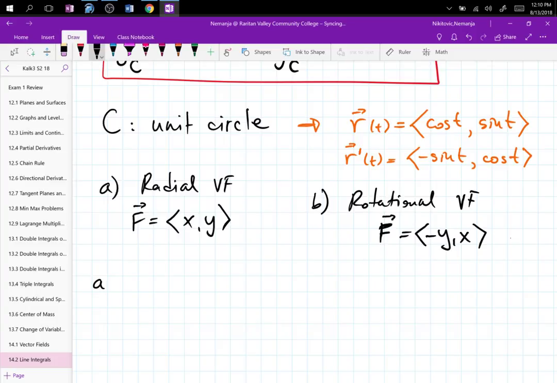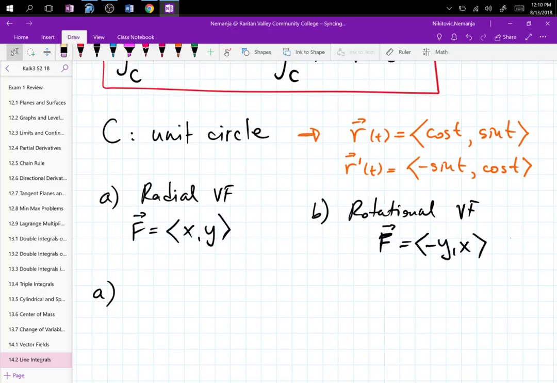All right, so let's go do part A. So I have my rotational vector field. I have my function A, so I can plug everything in. Oh, I keep forgetting to write this because I know it, and then t has to be from 0 to 2 pi because I want the full circle. That's a part of parametrization.